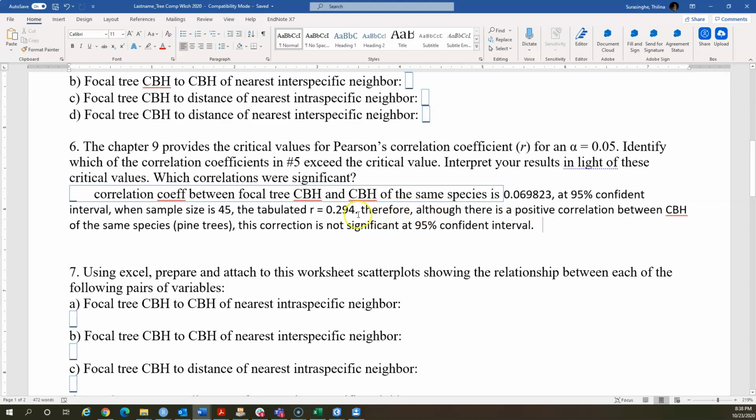So we can also mention this correlation is weak. So here I'm going to say, therefore, although there is a positive, weak correlation between CBH of the same species, this correlation is not significant at 95% confidence interval. So this is actually a more comprehensive interpretation of your results. So again, what you have to do is just look at your R values and interpret your observations in the same way. There are 4 R values that you actually calculated, 4 correlation coefficients. Interpret all 4 of them in the same way.